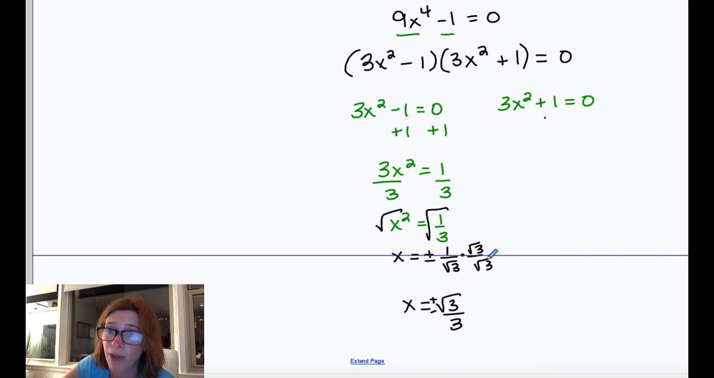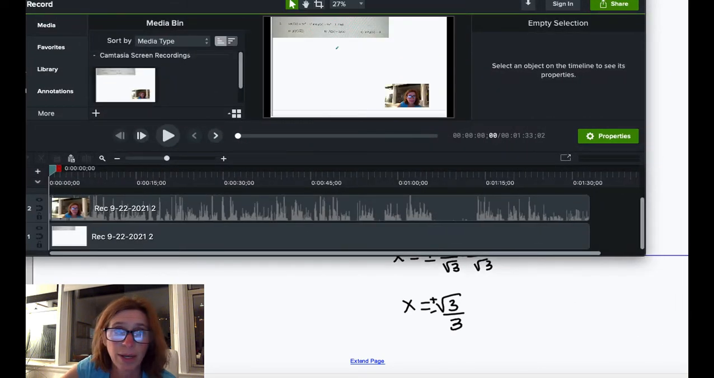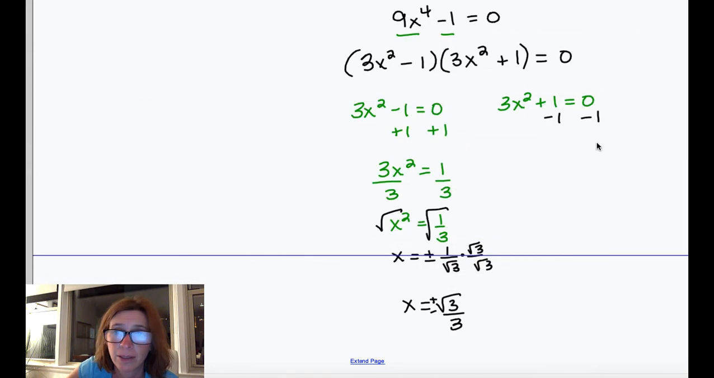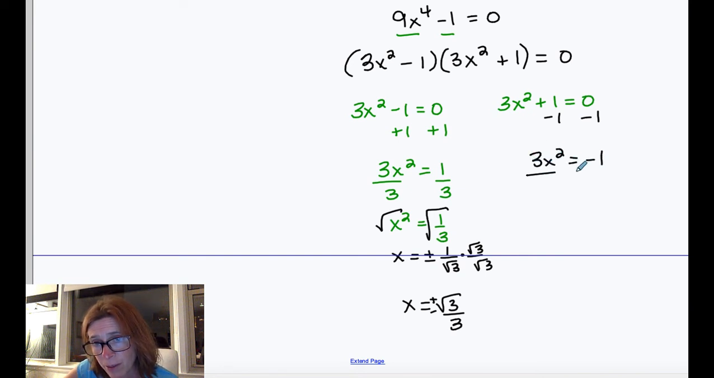Okay, this side we subtract 1. We divide by 3. Oops, sorry. Subtract 1, divide by 3. So that's going to give me negative 1/3.